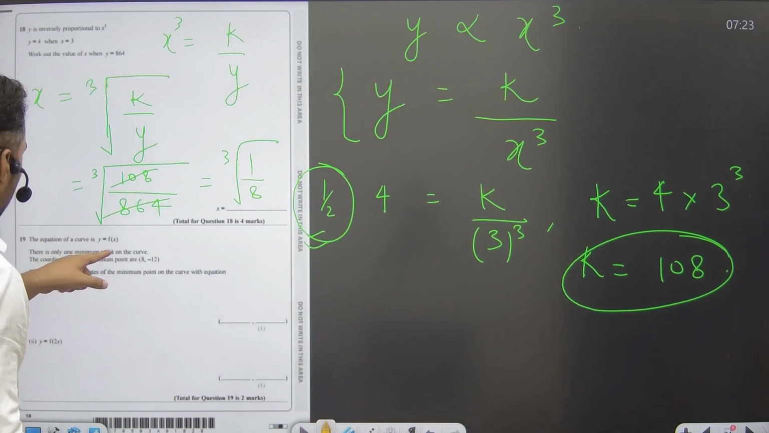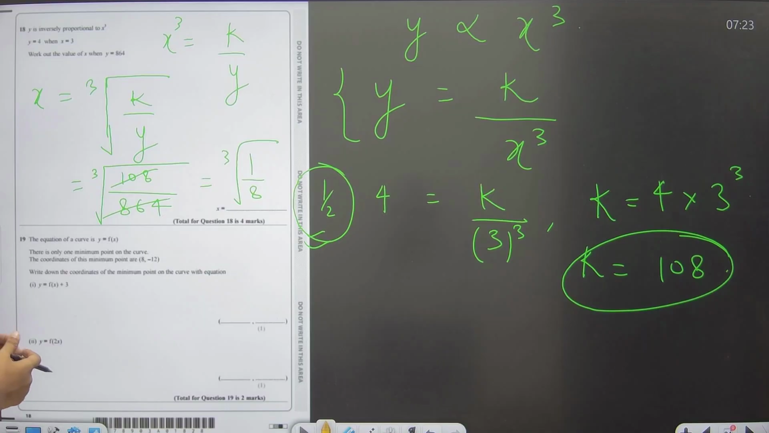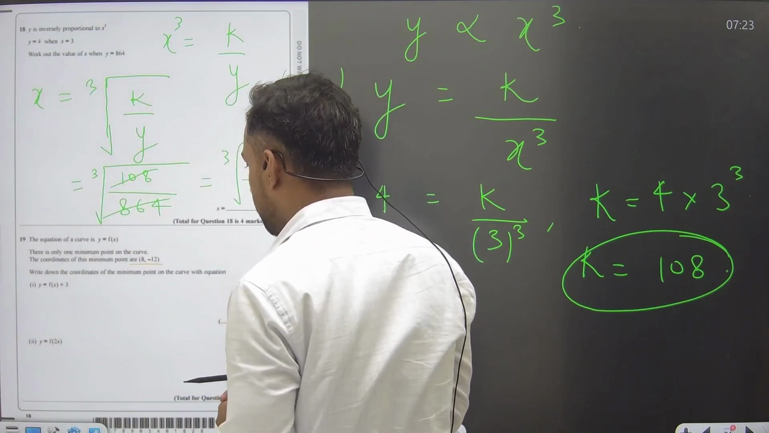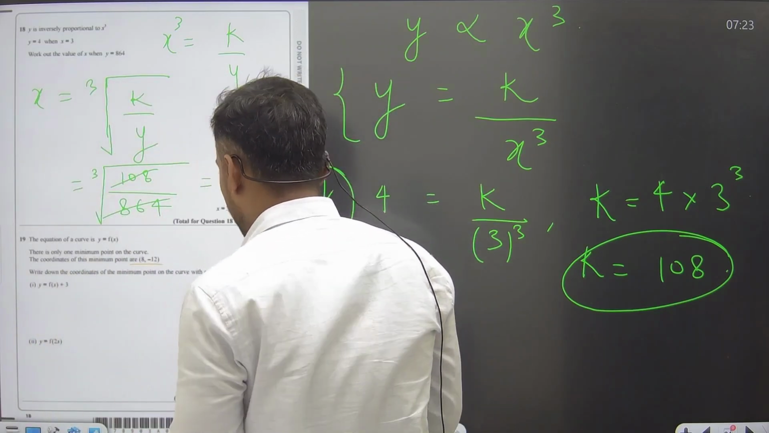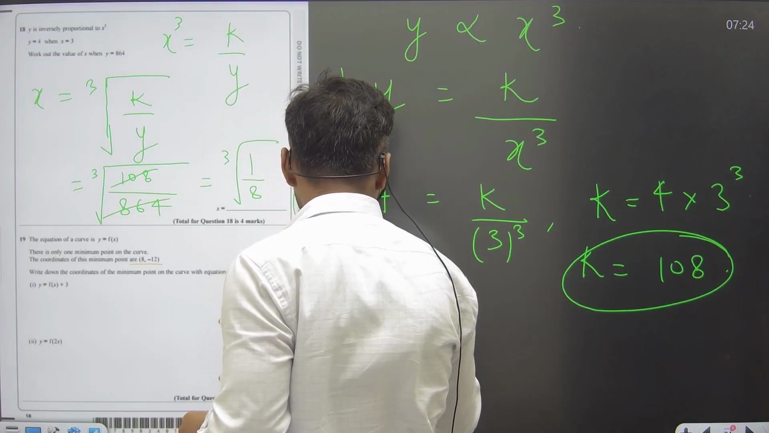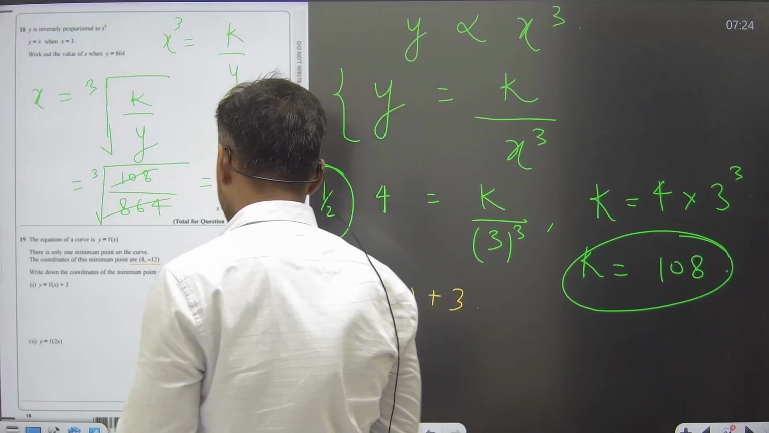The equation of a curve is y equals to f(x). There is only one minimum point on the curve. The coordinates of this minimum point are (8, -12). Write down the coordinates of the minimum point on the curve with equation y equals to f(x) plus 3. First is y equals to f(x) plus 3. Okay.